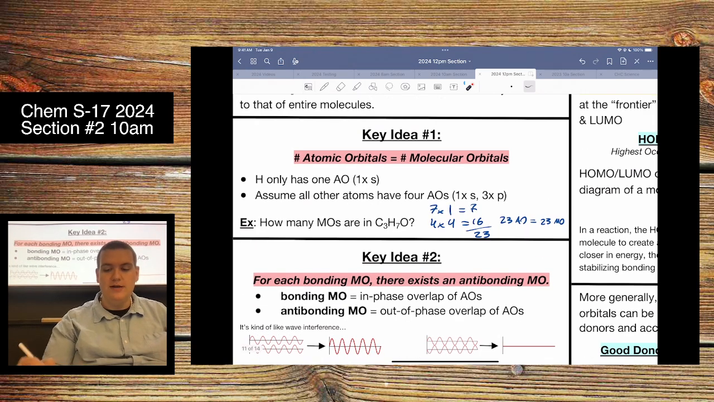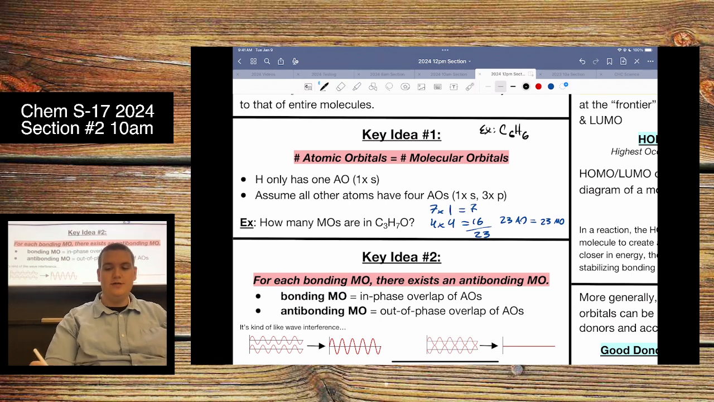Let me give you one more to try to do on your own really quick. C6H6. I want you to use these formulas and calculate how many atomic orbitals that you should have.